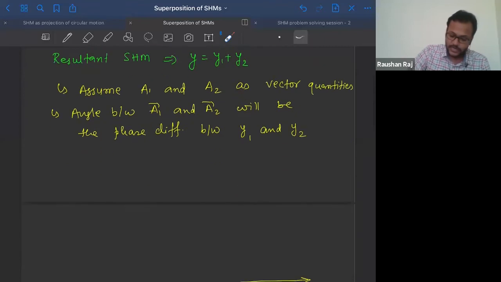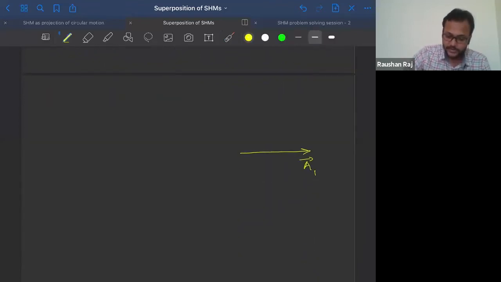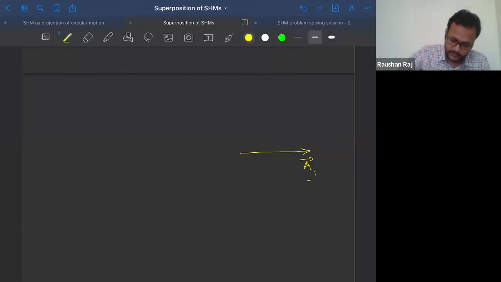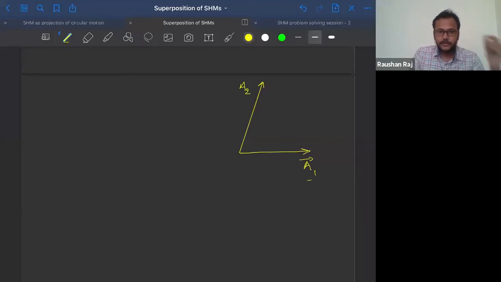So what will I do here? I'll consider the same condition here. If this is A1, let us draw A2 here. If I say this one is A2, making an angle, let me draw this with a slightly larger angle so that it will look fine. This vector is A2. What will be the angle between them? Phi.